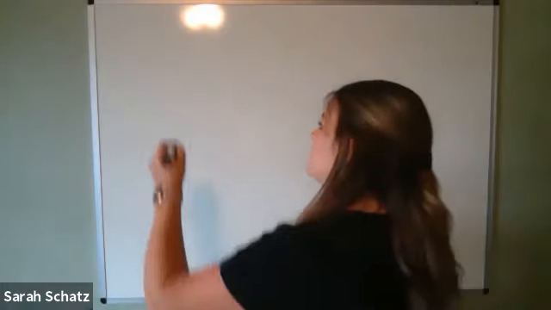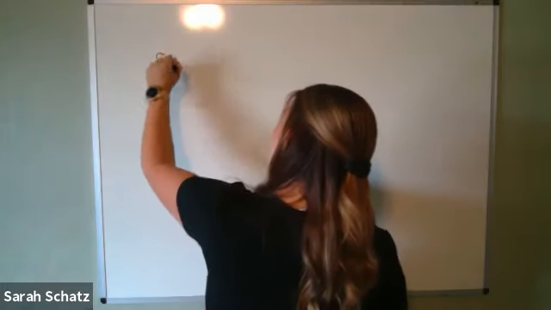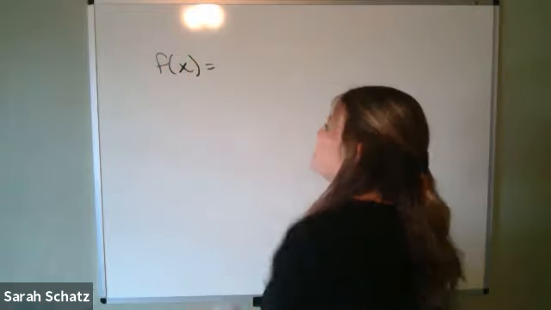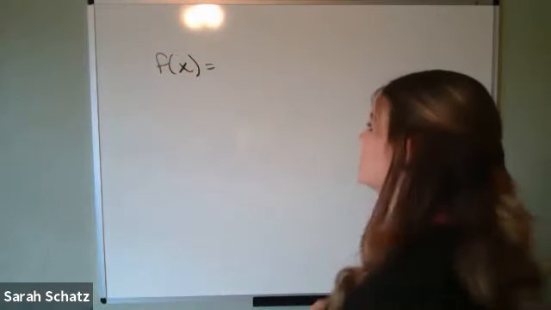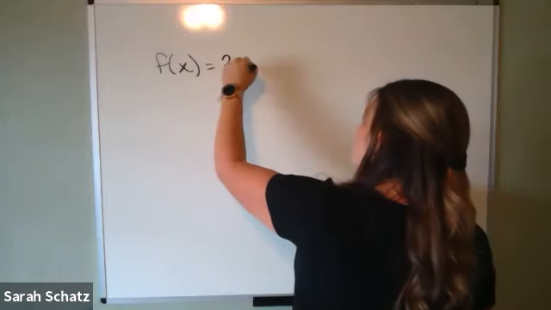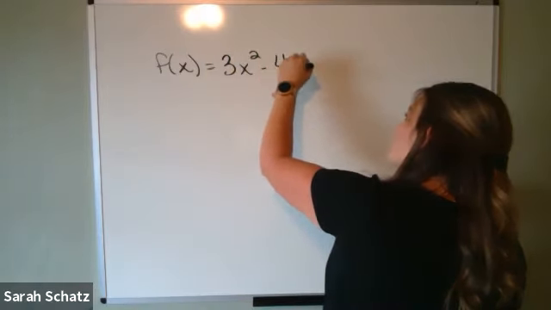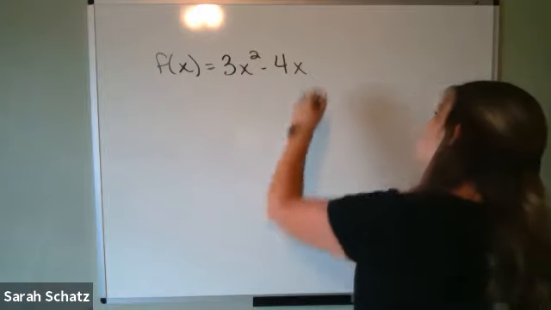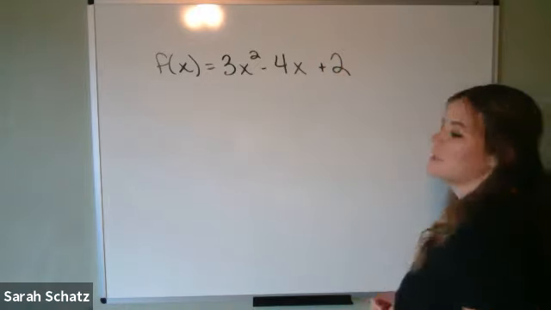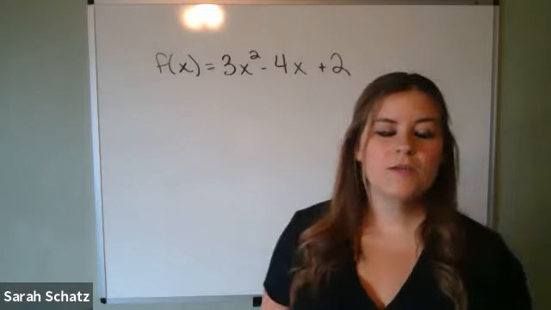So let's get started. I'm going to put a function on the board, and I'm going to have us calculate the instantaneous rate of change at a certain point. Okay, so our function is going to be f of x equals 3x squared minus 4x plus 2.